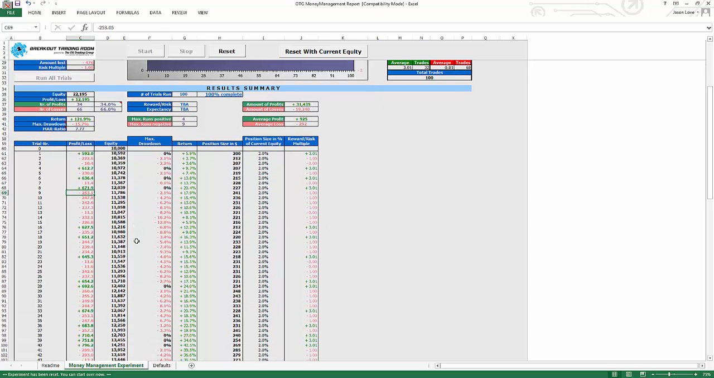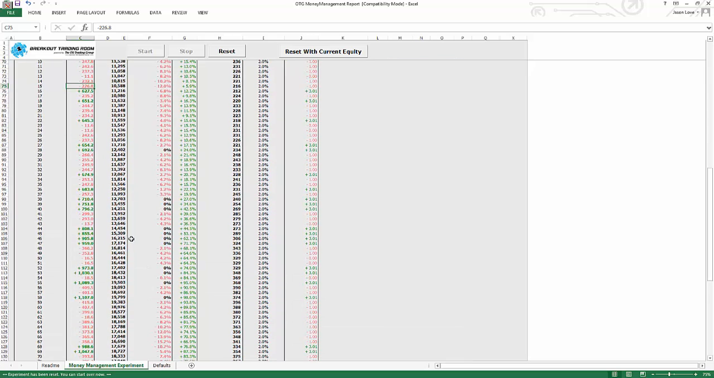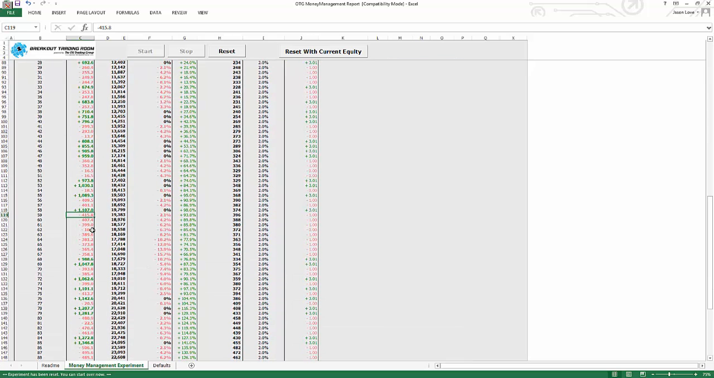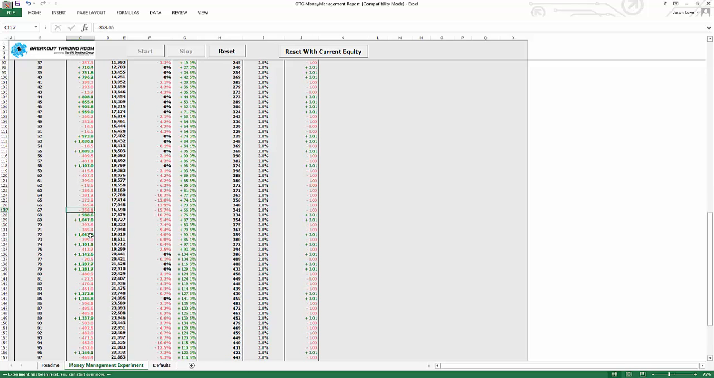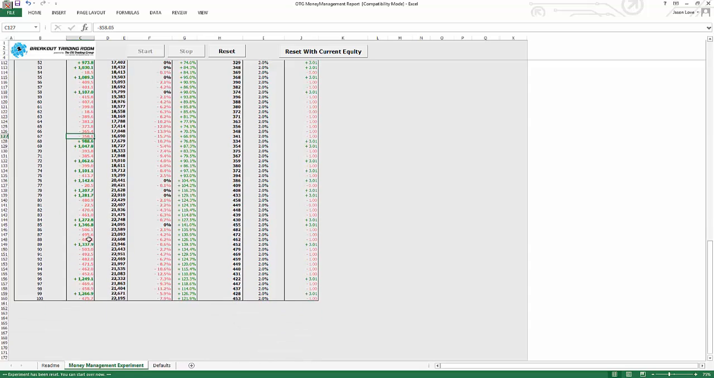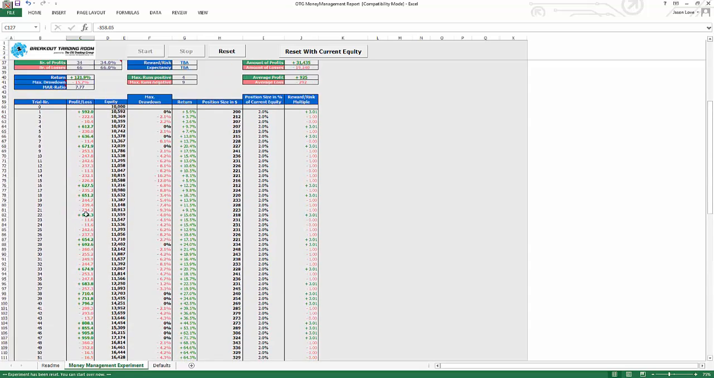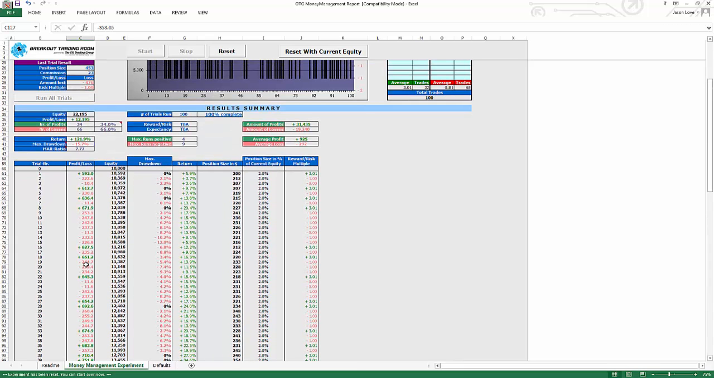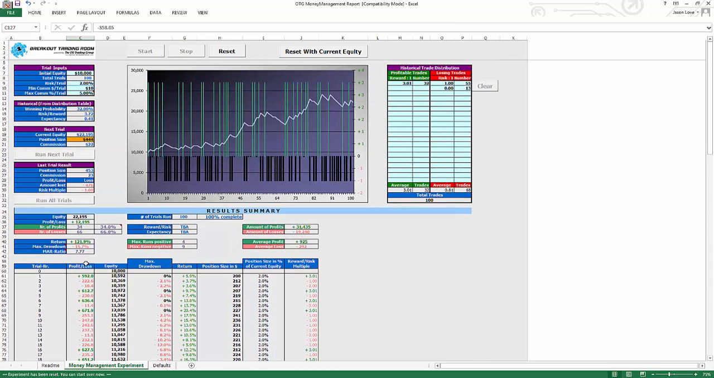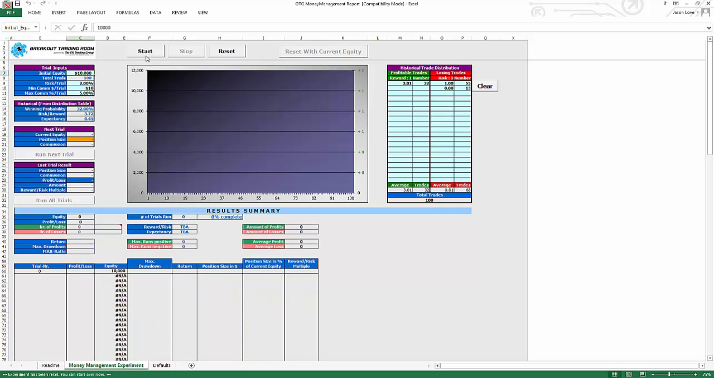Now, again, look at the trade distribution here. 1, 2, 3, 4, 5, 6, 7 trades in a row were losses or slightly break-even trades. If you continue to run through here, there's 9 trades at a loss or break-even. And so you can see you go through some pretty long runs of losing trades. But in the end, you ended up being okay because you cut your losers short and you let your winners run. So we're going to reset this spreadsheet, and we're going to hit start again.